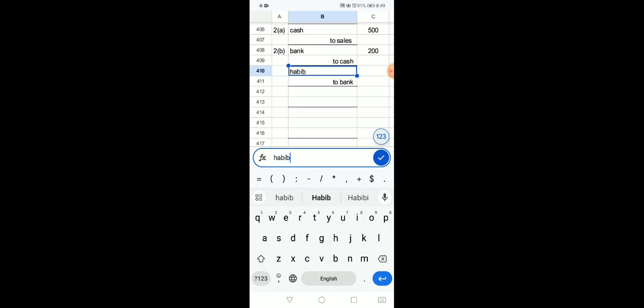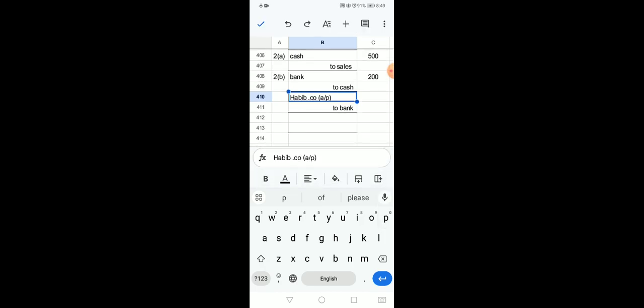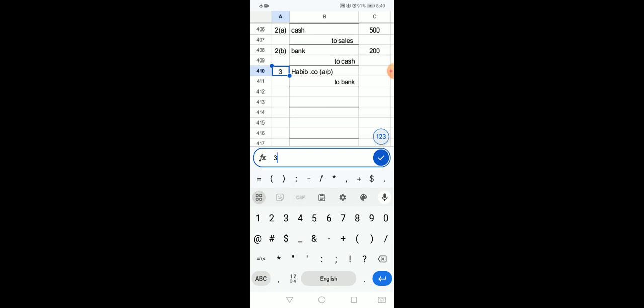So Habib company we are mentioning on the debit side, though they were your account payable. What word have I used? Were. They were your account payable, but after payment they are no more your account payable. A decrease in liability should be mentioned on the debit side. That is why you are naming Habib on the debit side. Date is 3, so you will mention date 3 over here.